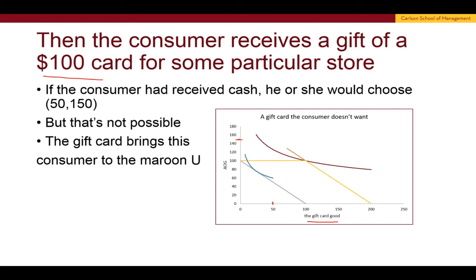But that's not possible with the gift card, because what the gift card does is it shifts the budget constraint over parallel, and then we see this region over here, and basically the best possibility the individual can choose is this point here, with 100 units of the gift card good and 100 units of AOG. So that is to say, the gift card brings the consumer to the maroon utility function, and the highest point attainable is this point right here.